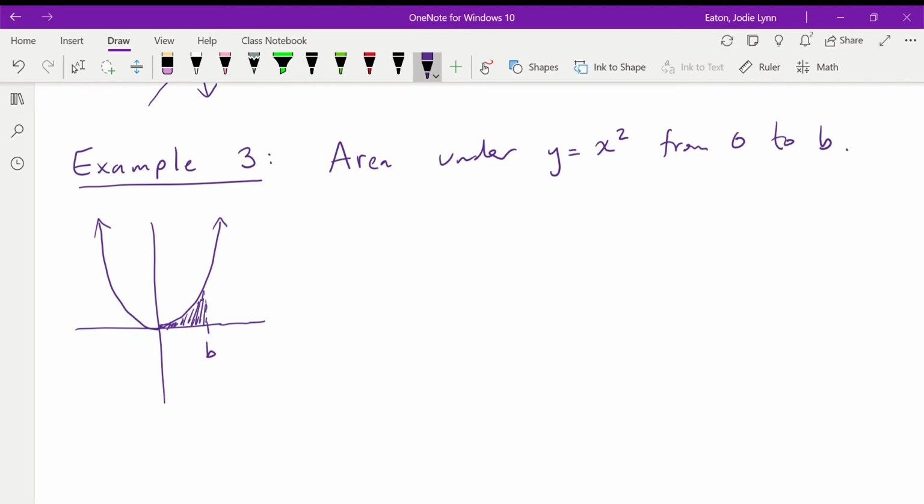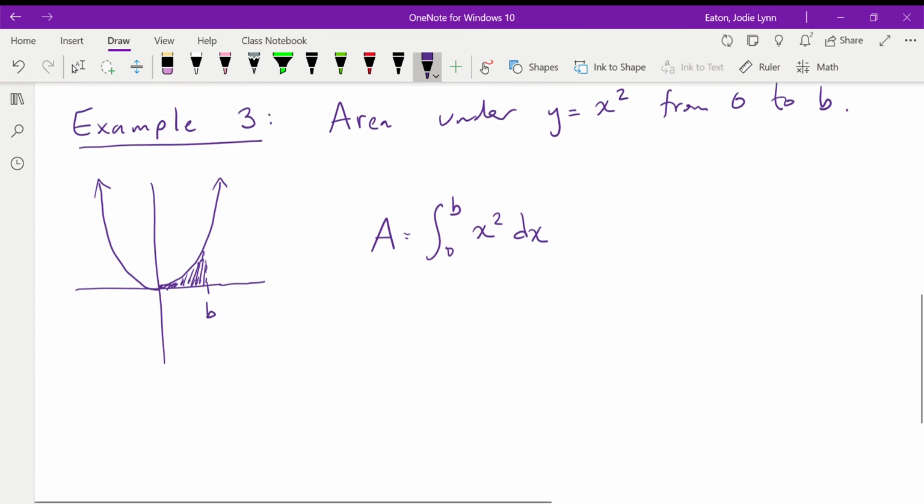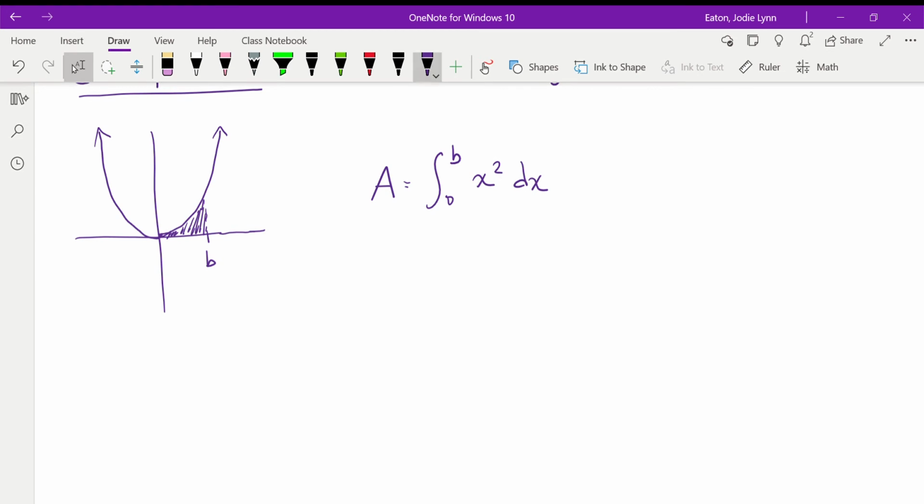Well, unfortunately, a parabola is not a circle. We don't have a geometric area formula for the area underneath a parabola. So our area, we can write it using integral notation, but we are going to have to find it. So the area is the integral from 0 to b of x squared dx. We are now going to have to find this area using a Riemann sum. Okay, so remember we have the limit as n approaches infinity, the sum i equals 1 to n, f of xi star delta x.